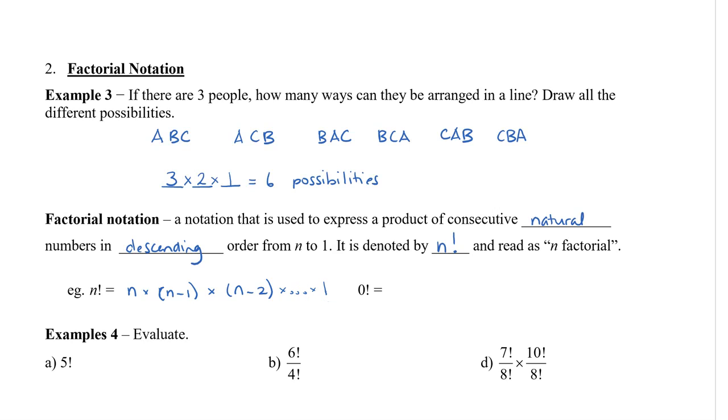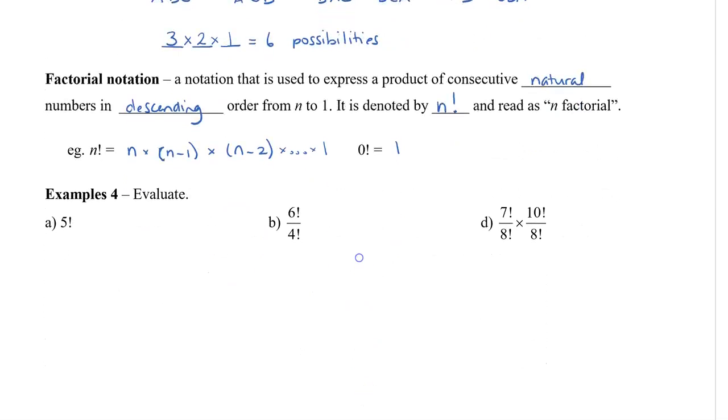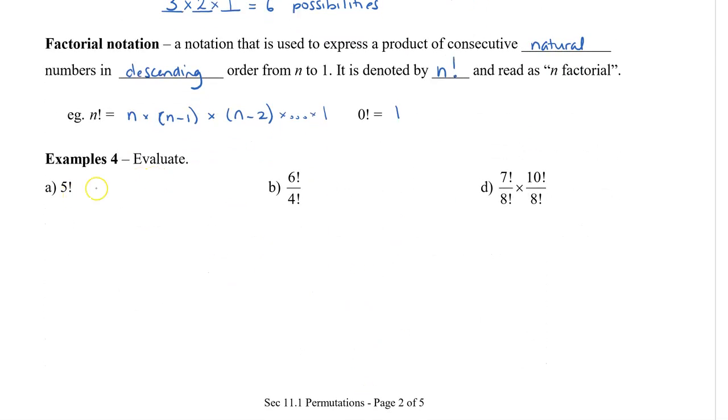Now, one special note that we need to make is that 0 factorial is going to equal 1. Okay, and that's just a special notation that you just have to remember. So if I asked you what is 5 factorial, you can go 5 times 4 times 3 times 2 times 1, and that will be 120. Now you do have a factorial notation on your calculator, so see if you can find it, and you can also type that in.